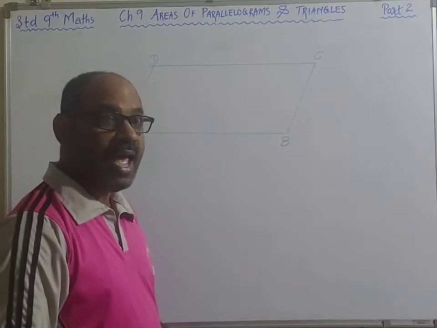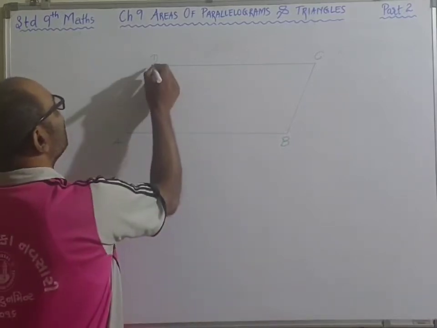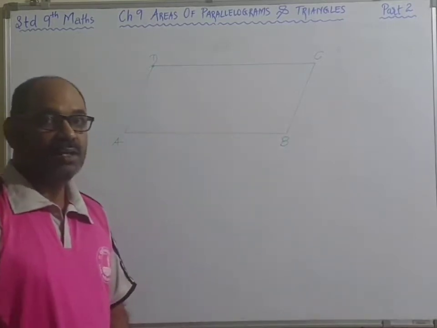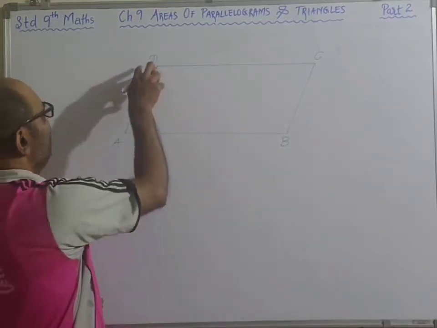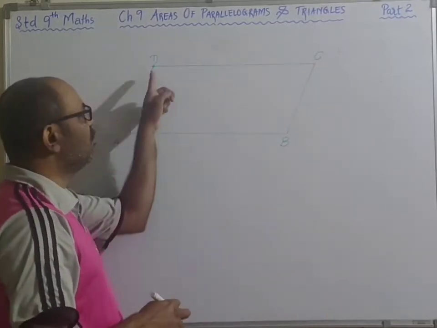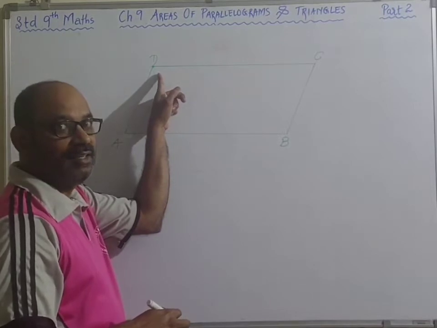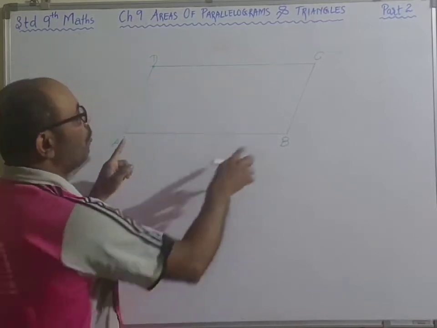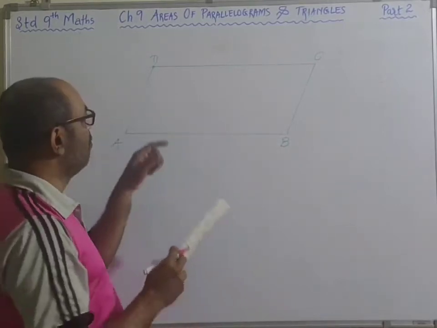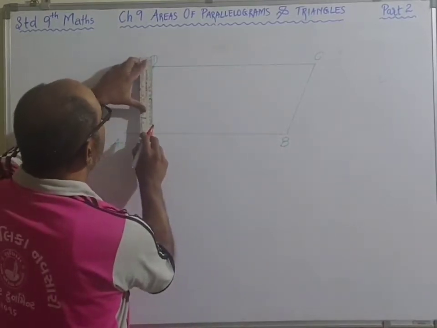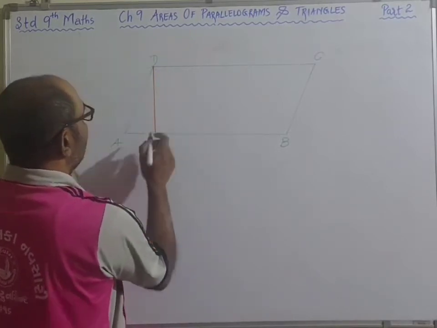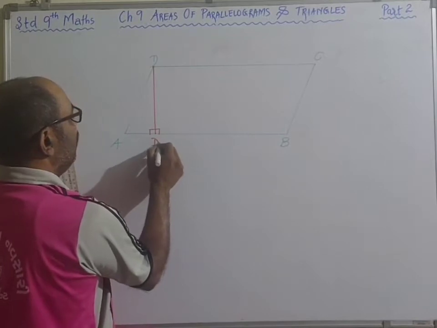Alright, choose any vertex. Let me choose D. Now which are the opposite sides? AD and CD are the two sides whose common endpoint is D, the vertex point D. So opposite sides are AB and BC. So from D, let me draw perpendicular to AB. Let's say this is D1.